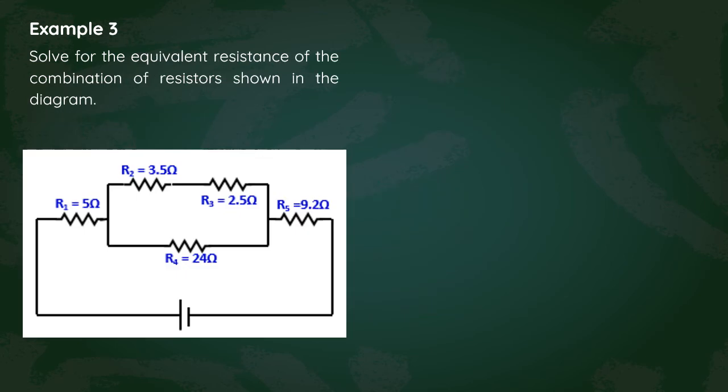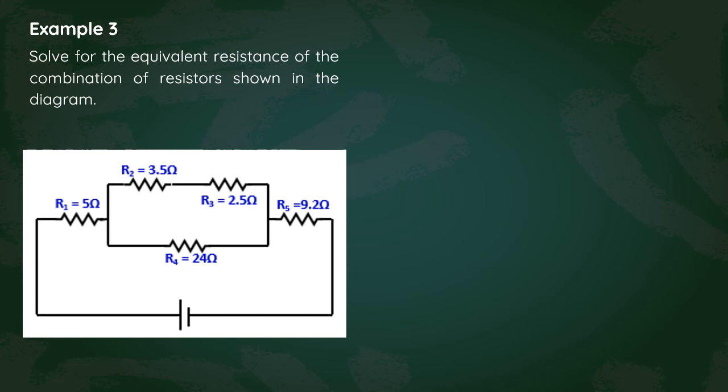Now, sample problem 3. We will solve for the equivalent resistance of the combination of resistors as shown in this diagram. Now, how do we solve for the equivalent resistance in these types of circuits? Well, the best thing to do is to simplify your resistors. You combine resistors one by one until the circuit becomes simpler, and until you arrive at the final equivalent resistance.